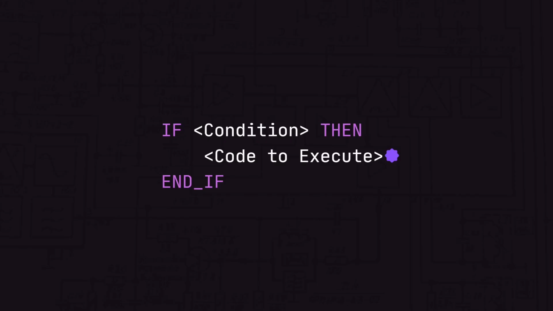And this code can be anything and as many lines as you prefer. You can even have another if statement nested inside. And the last part is the end if, which is also a keyword, and that's how we end our if statement.